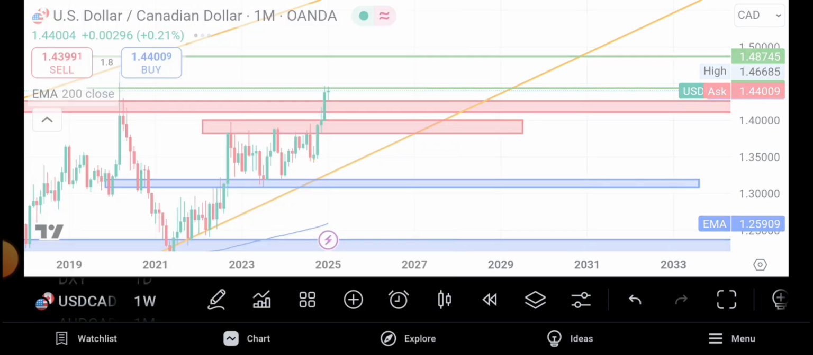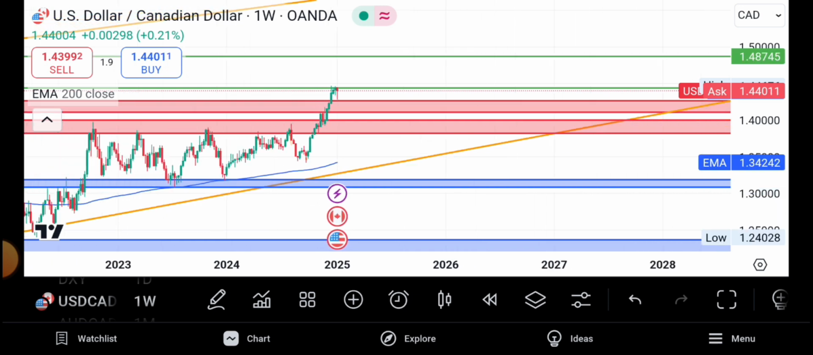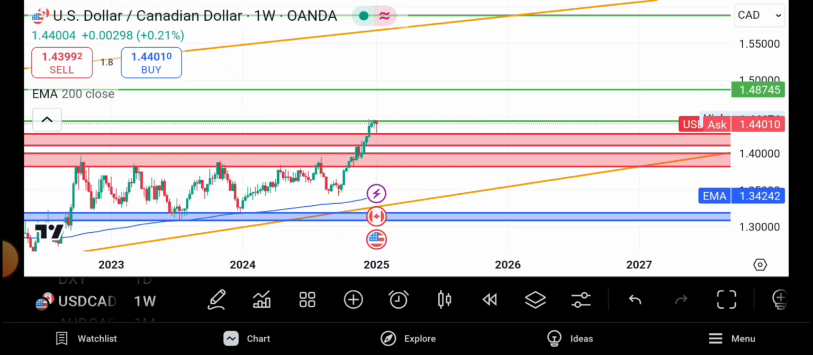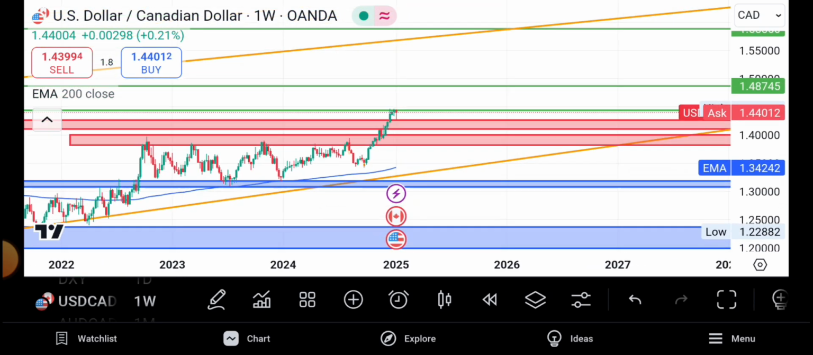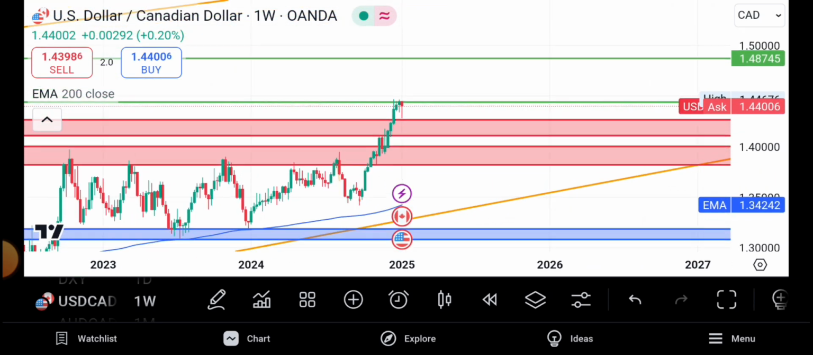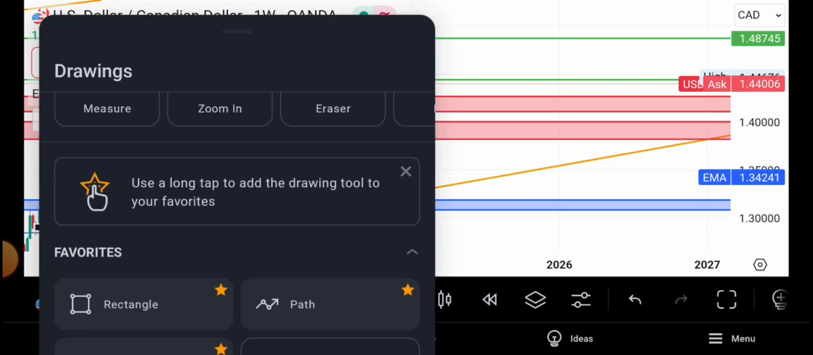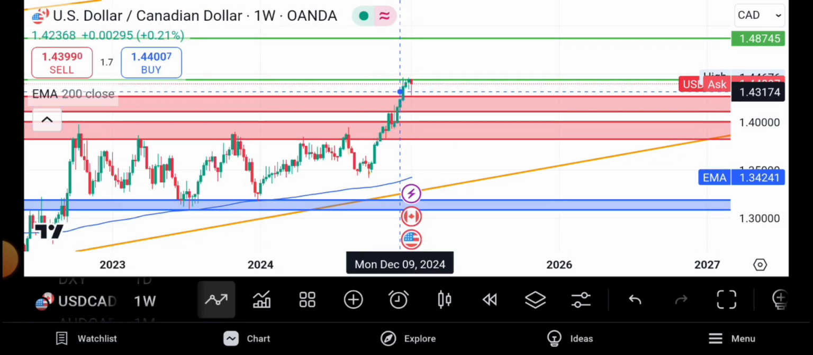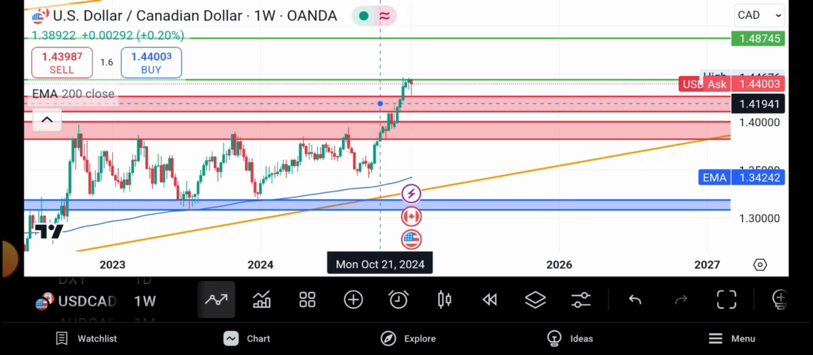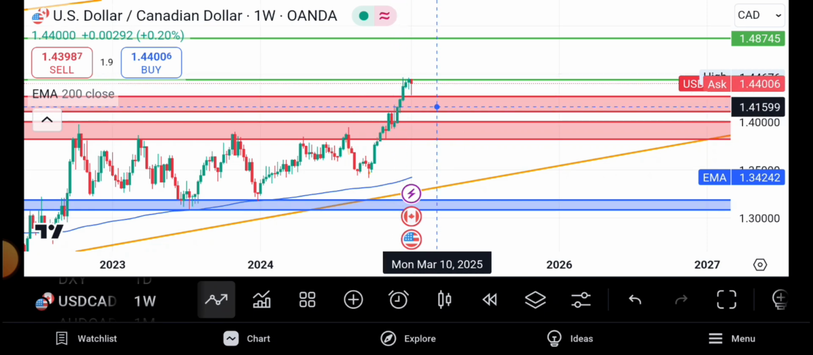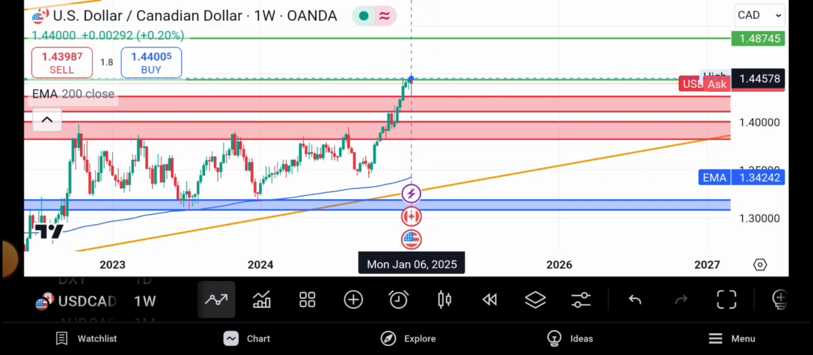So we are now in the weekly time frame, and now you can see very clearly that the market has already retested this zone. Remember, this zone is the 3-month zone, which was broken. And I told you in the 3-month, once this zone is broken, the market will retrace to it.